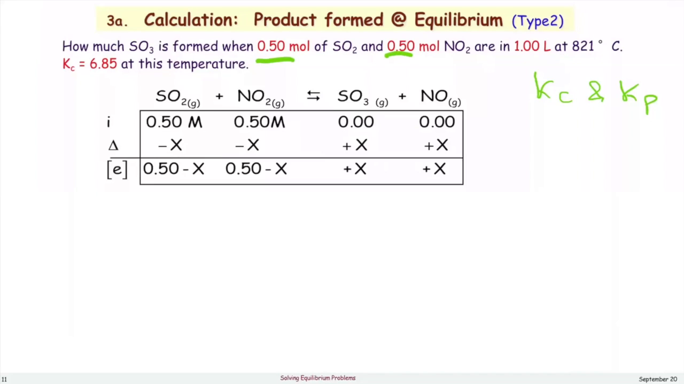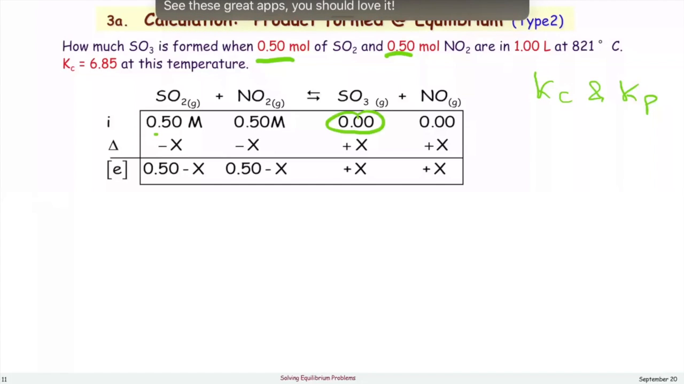They don't tell you any product has formed. So just assume that initially you don't have any SO3 and NO2. You've got to make that assumption right here. Otherwise, you're going to get stuck or you're going to be going into the wrong calculation.